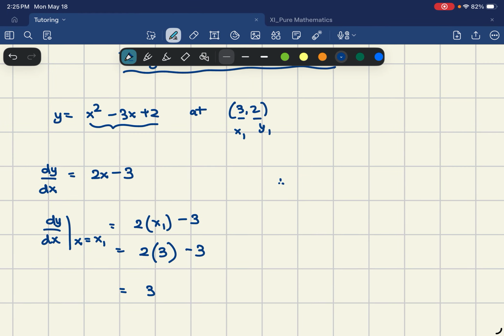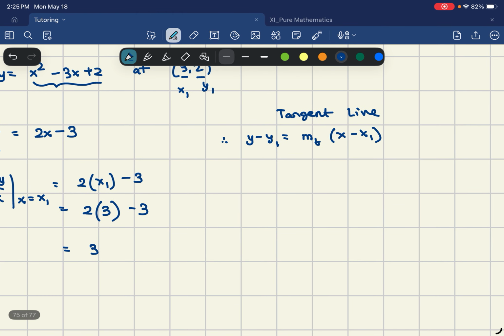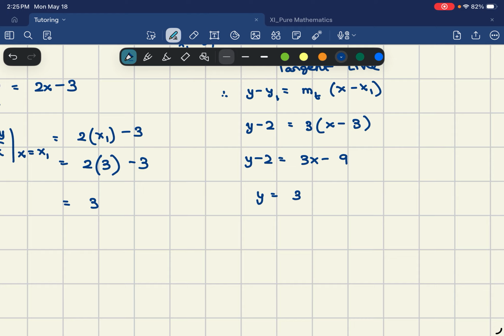So now, remember, the equation of the tangent line is y minus y1 equals m times x minus x1. So y minus y1 is 2, slope of the tangent line is 3, x minus x1 is 3. And now you can simplify. You get 3x minus 9, and y is going to be 3x minus 7. And that is your solution to A.